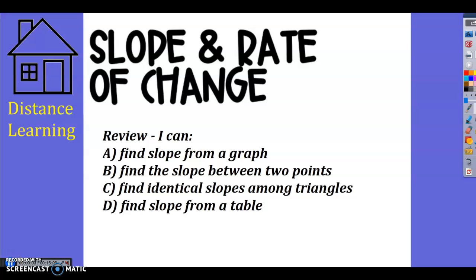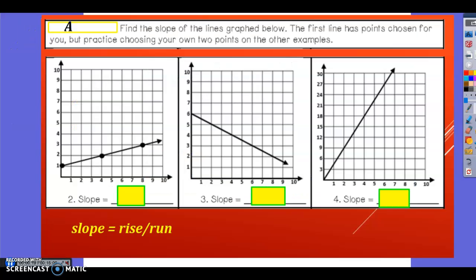Today we're going to review how do we find the slope and rate of change. The goal for this lesson is that you can find the slope from a graph, find the slope between 2 points, find identical slopes among triangles, and be able to find the slope from a table. So let's go ahead and get started.